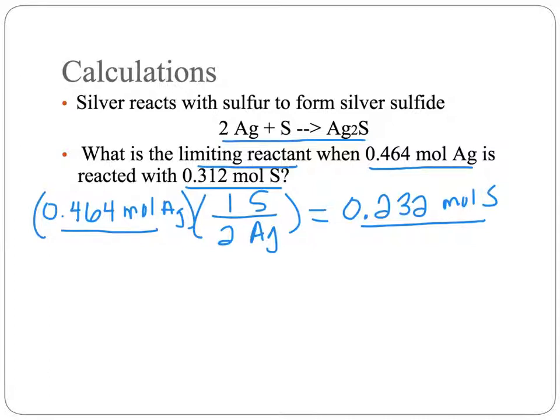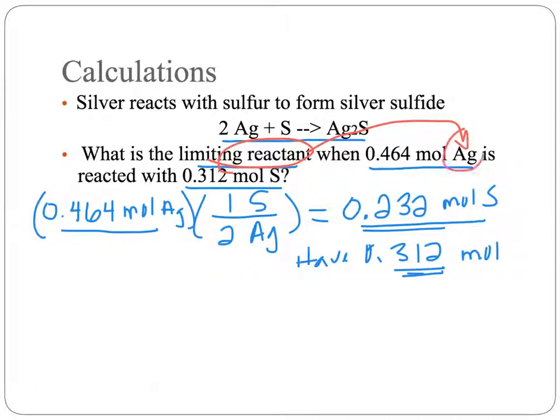How much do you have? You have 0.321 moles. You need 0.232 moles. So obviously you have more than enough. You have an excess of sulfur. So that means that your limiting reactant must be the silver. The silver must be what you don't have enough of, because by calculating how much sulfur you actually need and comparing it to what you have, you can tell that what you have is in excess.